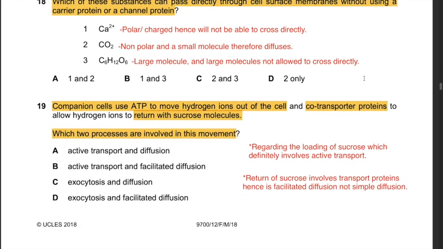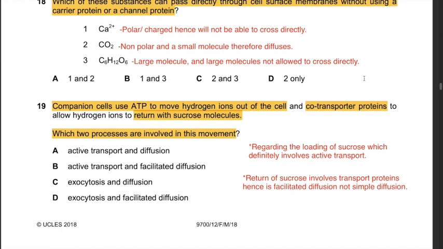Question 18. Which of these substances can pass directly through cell surface membranes without using a carrier protein or a channel protein? That means substances that can diffuse directly across the cell surface membrane without using any transport proteins. Let's look at 1, 2 and 3. 1. Calcium 2 plus ion. This is an ion, and ions are polar in nature or they are charged. Therefore, they will not be able to cross directly through the cell surface membrane as polar substances cannot pass through the hydrophobic fatty acid tails of the cell surface membrane.